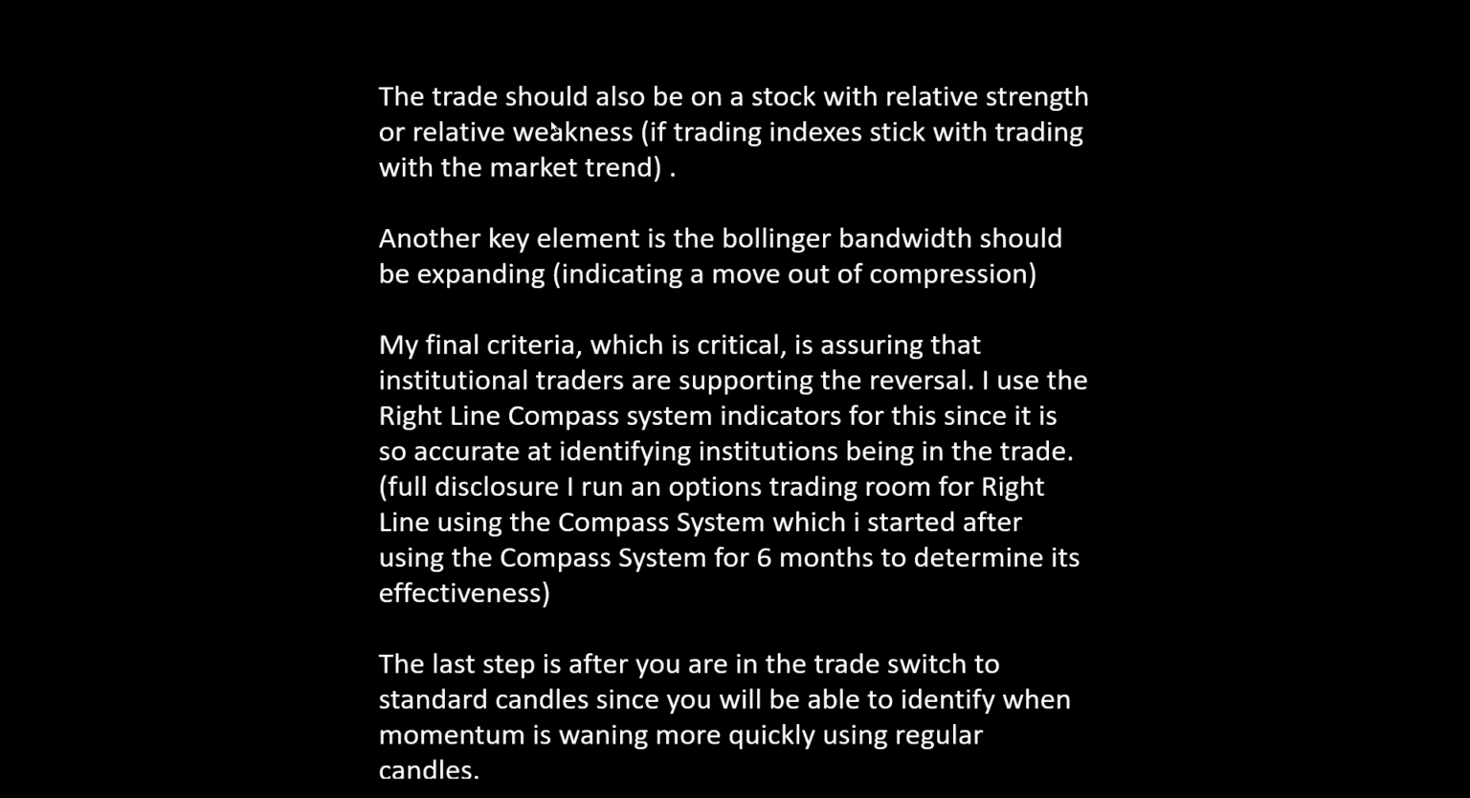Now, again, you also should trade a stock with relative strength or relative weakness. Again, another one of the criteria that we use for high probability trade setups. The stock needs to have relative strength to the SPY, in other words, outperforming the SPY to the upside or to the downside. Another key element is the Bollinger Bandwidth should be expanding, indicating a move out of compression. That generally is what happens when you get a Heiken Ashi reversal, but it's nice to check on the Bollinger Bandwidth. And my final criteria, which is critical, is assuring that the institutional traders are supporting the reversal. And this obviously is why we have the compass system.